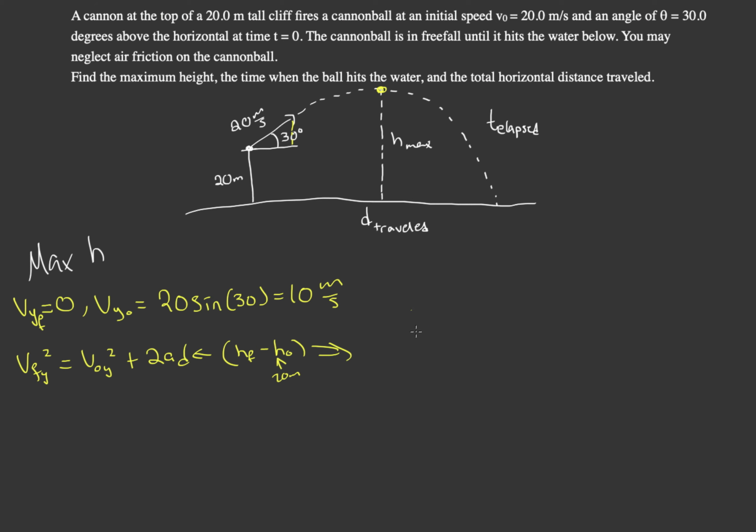So what we get is 0 is equal to 100, because 10 squared is 100, plus, and then 2 times A is negative 19.6. So we get minus 19.6 times final height minus initial height, which is 20 meters. If we move 100 over here, divide by negative 19.6 and add 20, we get a maximum height of 25.1 meters. Now let's do for time elapsed.